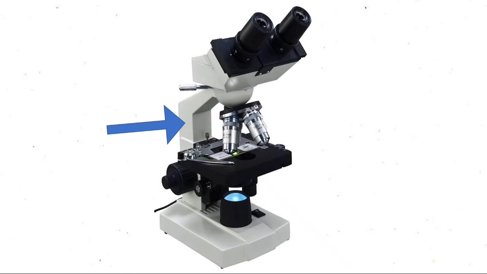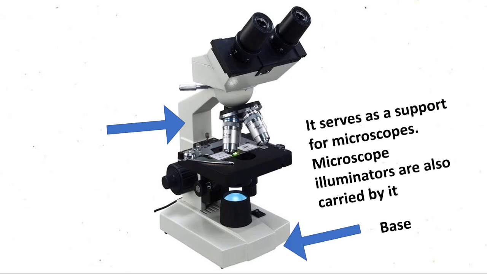Then the next one is the base. What's the function of the base? It serves as a support for the microscope. And again, you see the illuminator mounted on the base. This is the illuminator here. You find it on the base. This is the base. Whenever you lift your microscope, this is what gives the microscope support to sit properly on whatever desk you're putting it on.